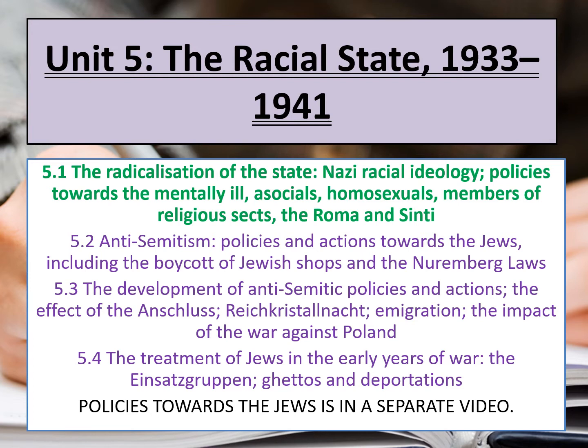As you can see, this unit is all about the racial state looking between 1933 and 1941. Now there are 4 different areas of this unit that you could see listed here. The one that we're going to be looking at in this video today is about the radicalisation of the state. We're going to be looking at Nazi racial ideology, the background to these policies. Then we're going to be thinking about the policies towards the asocials, homosexuals, the mentally ill, and also looking at the Roma and Sinti as well.